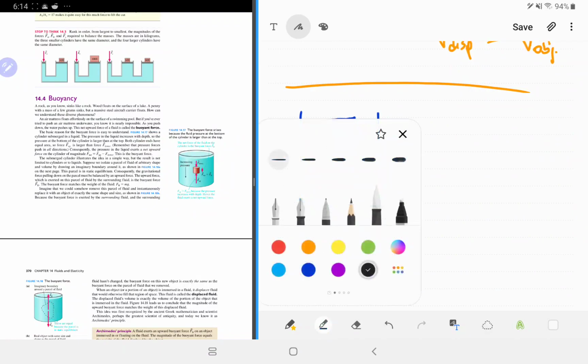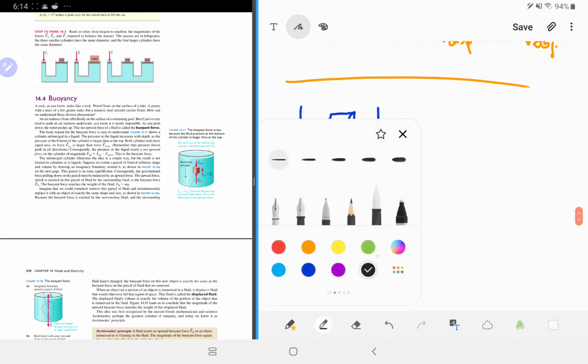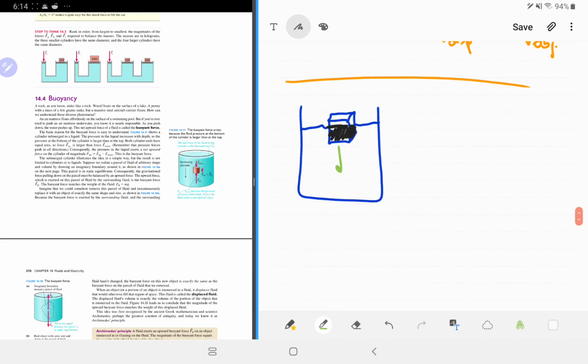Okay, so first let's write down some equations to figure out what the volume displaced is. And then afterward, we'll figure out, after the ice cube melts, how much volume of water it takes up. Okay, so the ice cube is in equilibrium, and so these two forces are going to be equal.